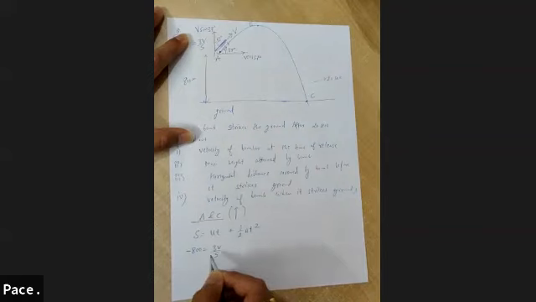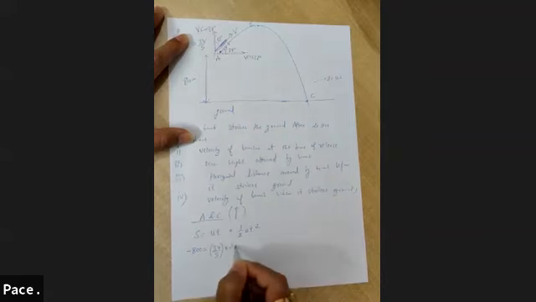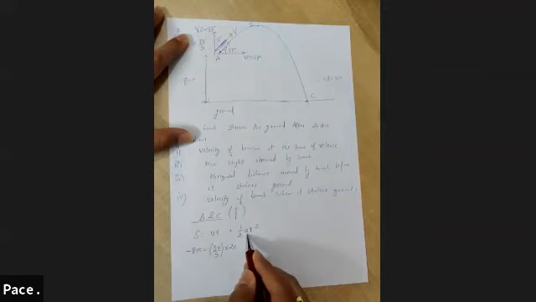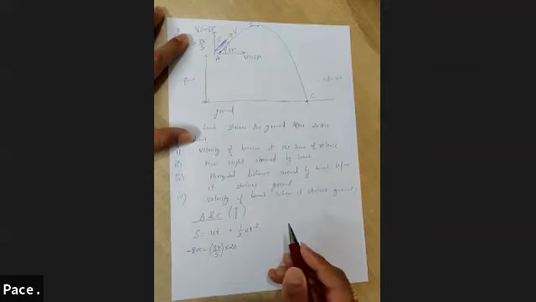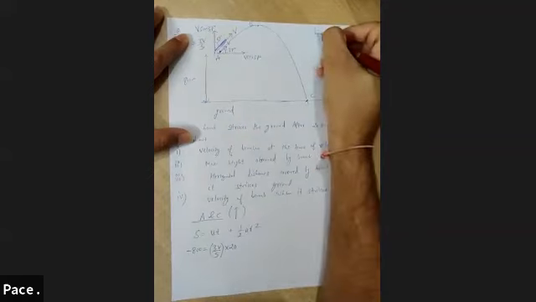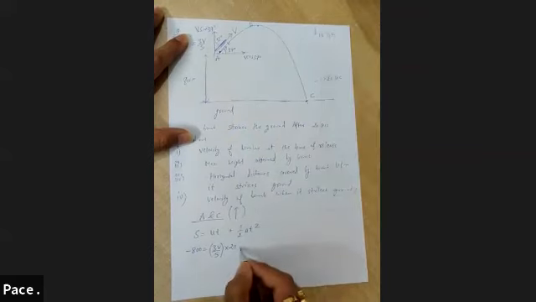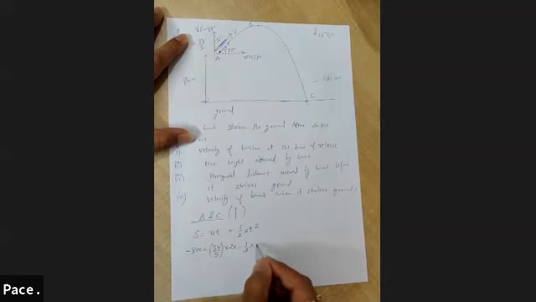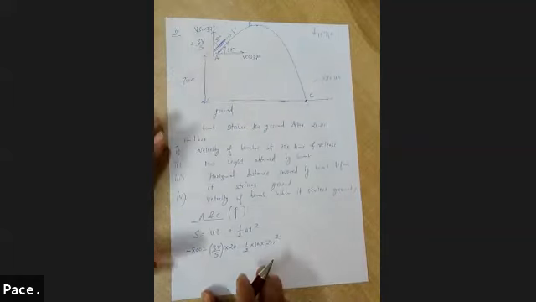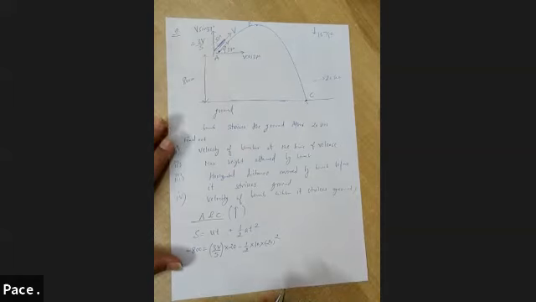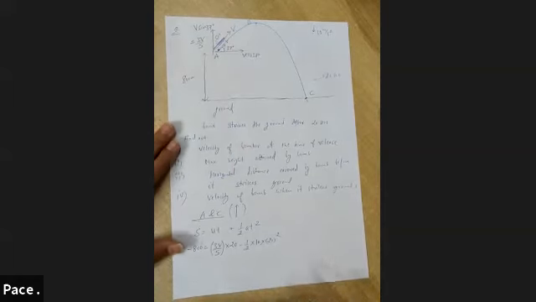And what is the time? Time is given as 20. Time is already known to us, given as 20 from A to C. Next, A would be taken as negative because it is in the downward direction, and the value is given as 10 meter per second square. So this would be minus half multiplied by A, which is minus 10, multiplied by T square. T square is 20 square, because time is 20. Now solve this equation and get the value of V. You will get the answer for the first part, the velocity of the bomber at the time of release.